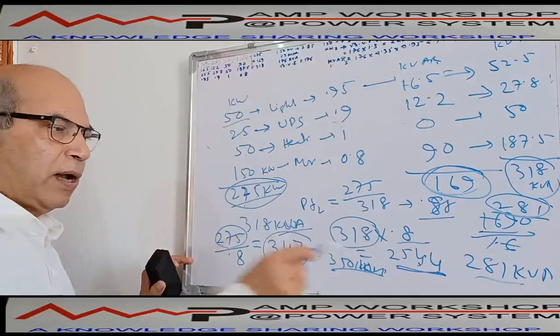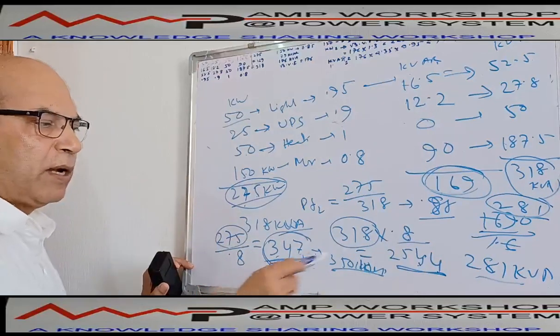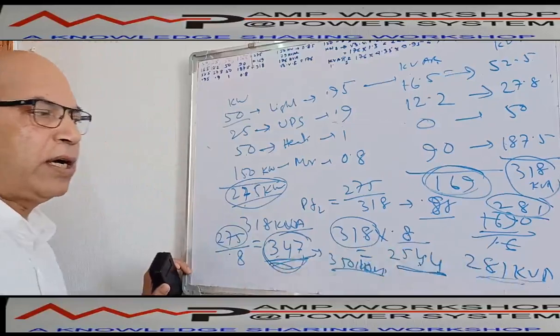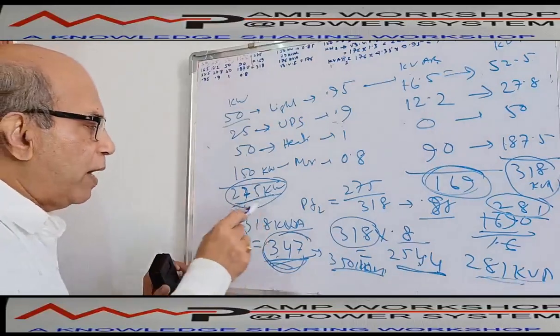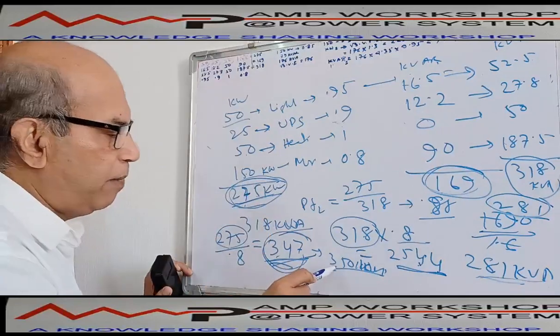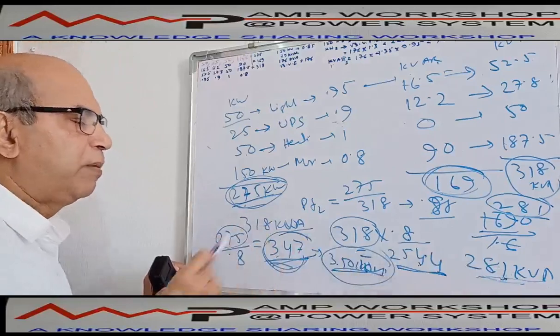Now, which of these is higher? This is higher, so I have to go by this. Because if I go by the 281 kVA generator, it cannot cater for the required kilowatt. And if I go by the required kilowatt, the kVA comes to 350, which can cater for both. So my generator size will be 350 kVA.